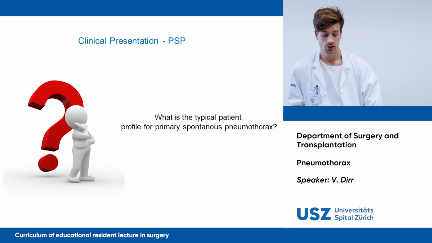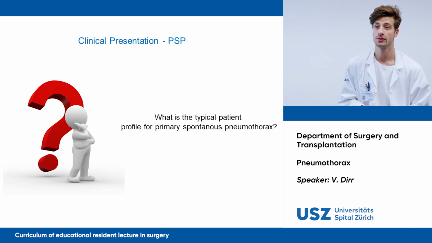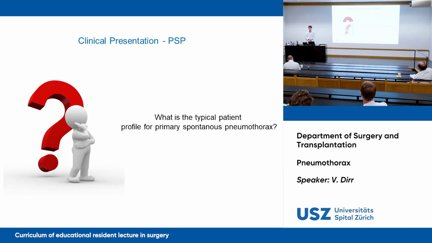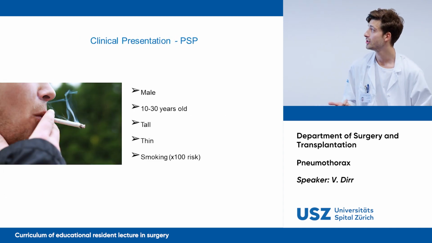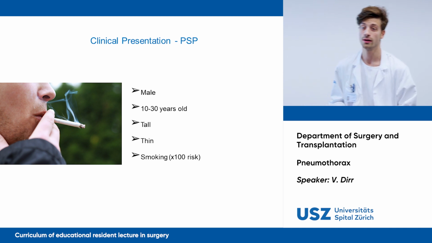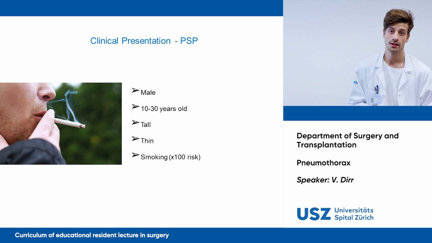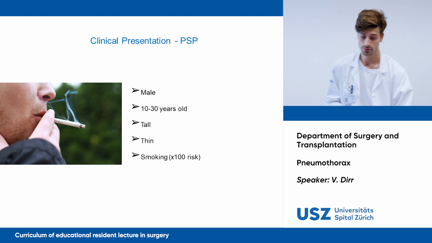So my first question to you, fellow residents, is what is the typical patient profile for a primary spontaneous pneumothorax? Would it be like a young male? Tall, thin, young male, probably a smoker. That's correct. So we describe the patient as a male, around 10 to 30 years old. He's tall, he's thin, and he's smoking. And smoking up to 20 cigarettes a day increases the likelihood 100 times. And smoking cannabis increases it even more.